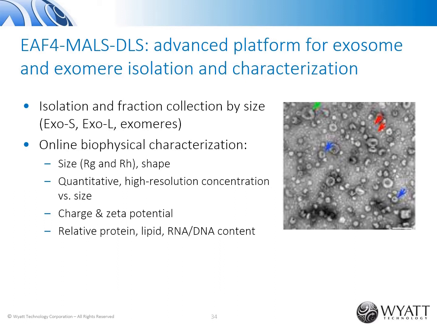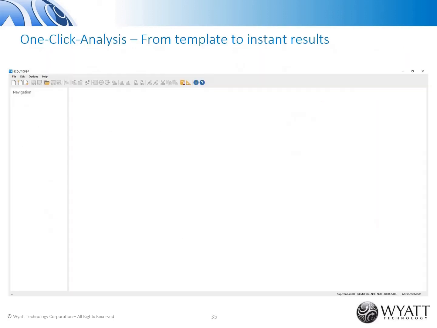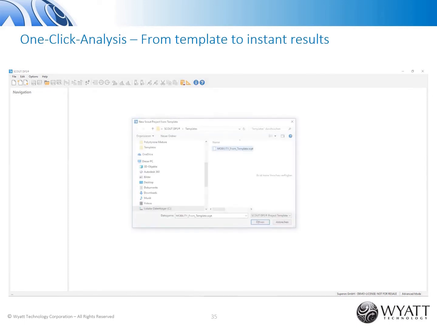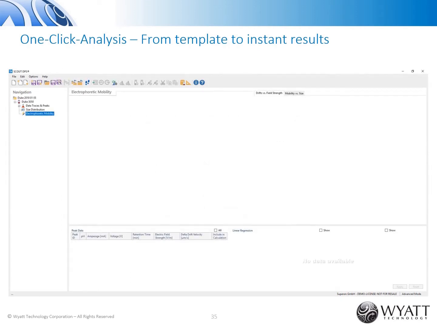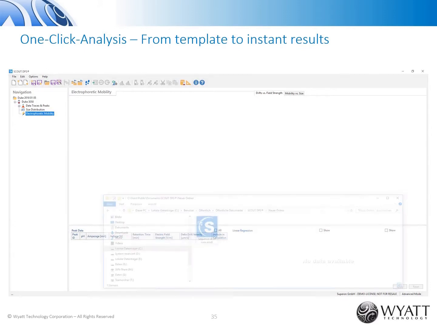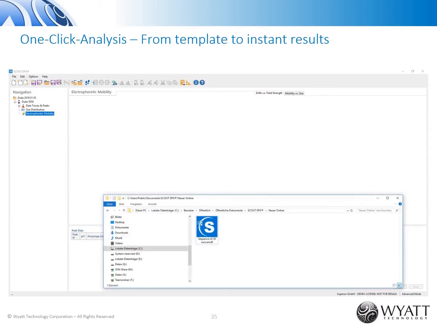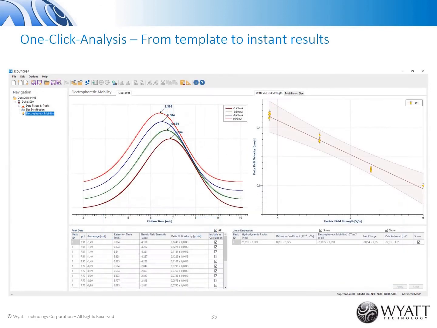At the end, let's go back to Scout software and data processing. Let's see how easy it is to process the data and produce the mobility values. We have already created a template which contains the parameter for data processing, so we load the template. After that, we load the data file into Scout. And from here on, everything works automatic.